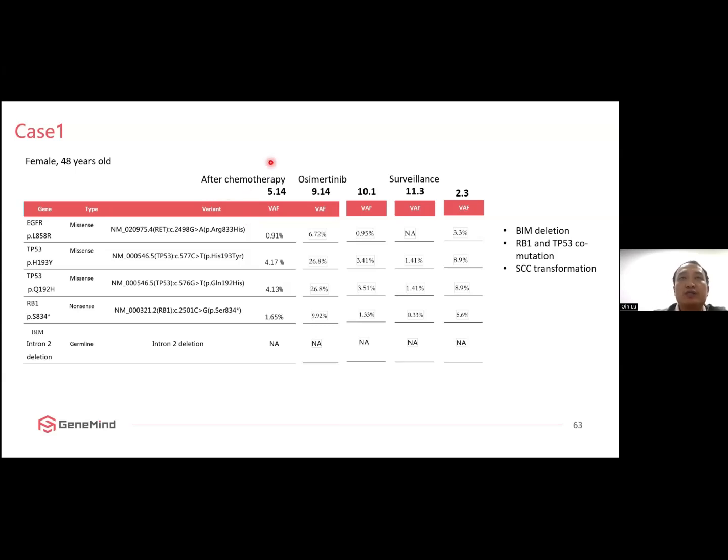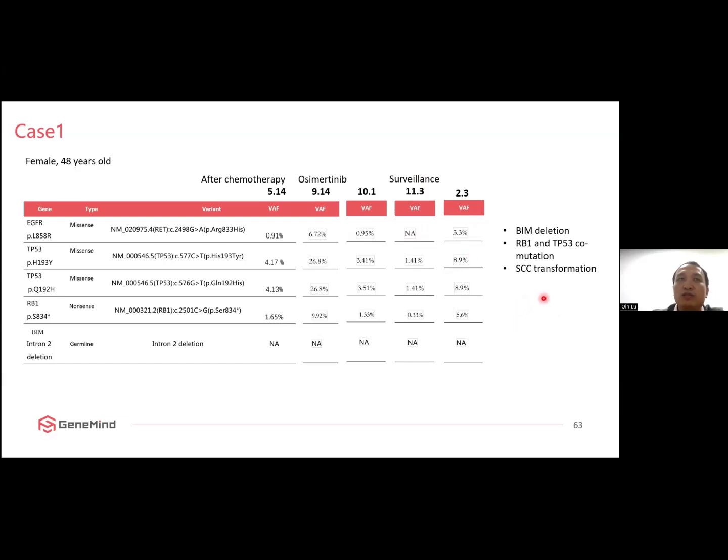In this patient, he received liquid biopsy after chemotherapy, and we could see the VAF of EGFR L858R and TP53. After chemotherapy, the cell-free DNA VAF was not very high, and after 4 months he had progression, and we could see that the VAF of this variant increased. Then he received osimertinib, and it worked. We could see the VAF of the mutation decrease, and then we did surveillance, but he got progression, as we could see the VAF increase.